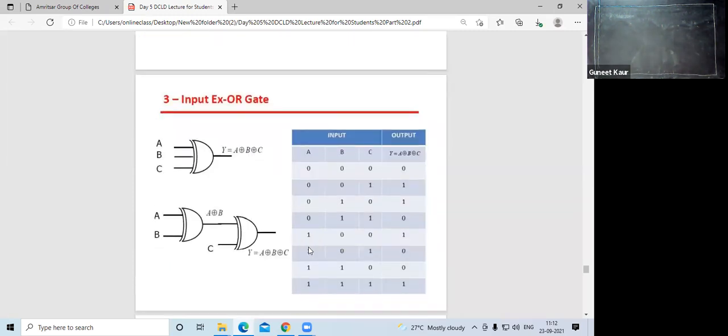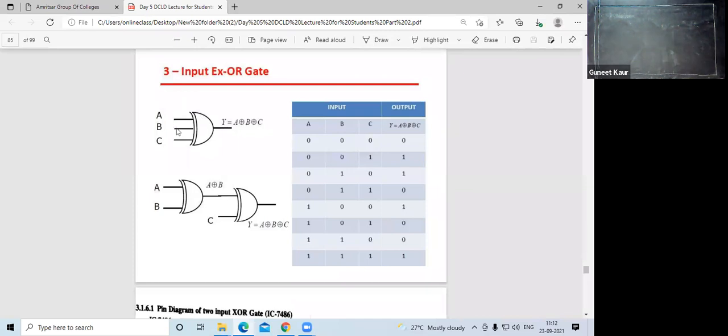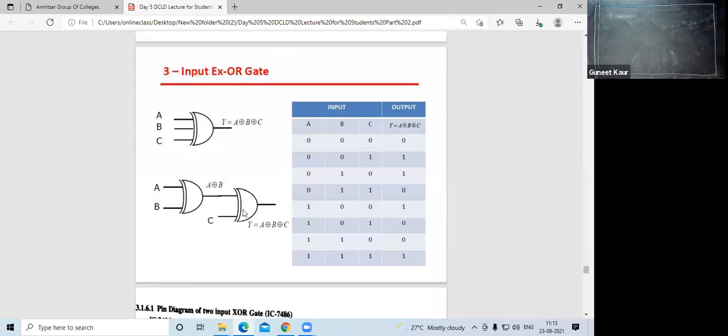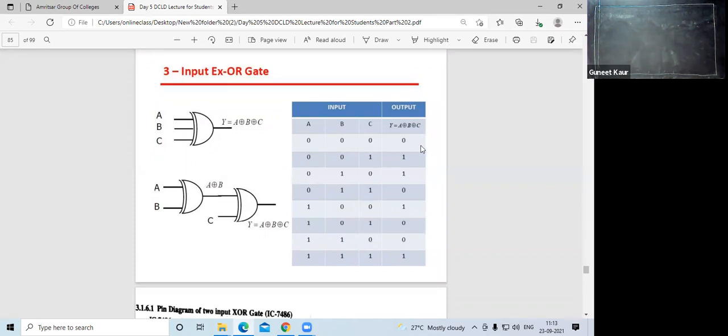Next is the XOR gate truth table. We can also have a 3-input XOR gate. Firstly, we XOR two inputs to get A XOR B. Then another XOR gate is attached to get A XOR B XOR C. With this expression, we will complete the truth table. Let us suppose 0 XOR 0 is 0.